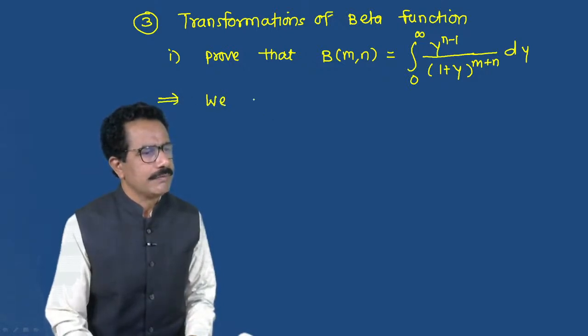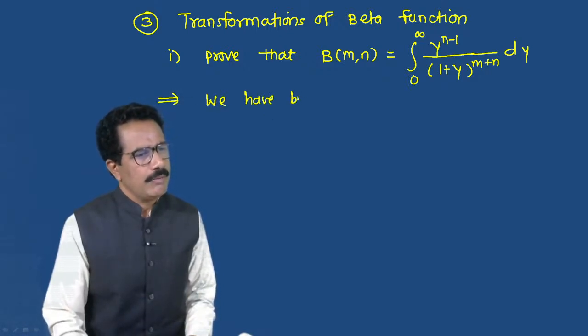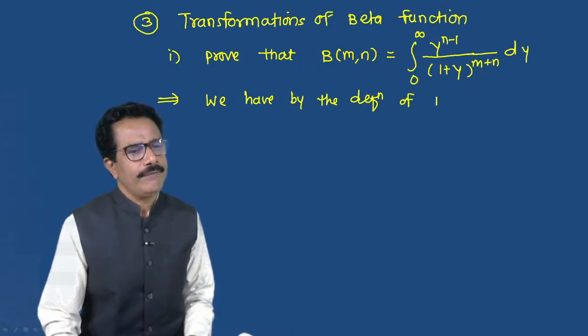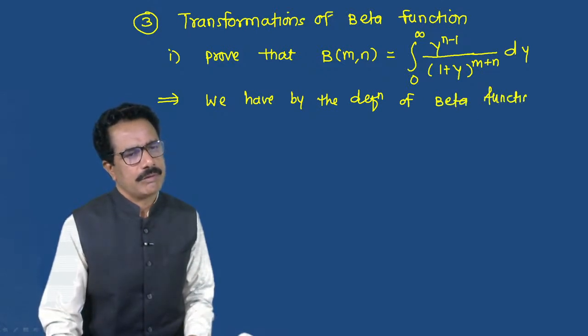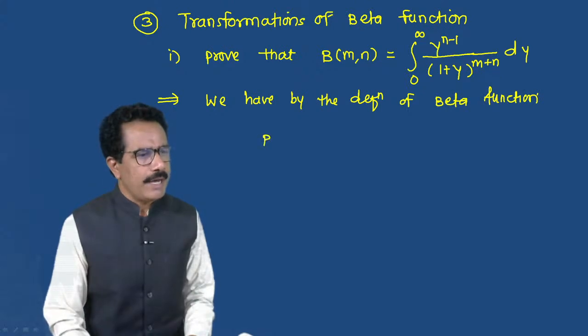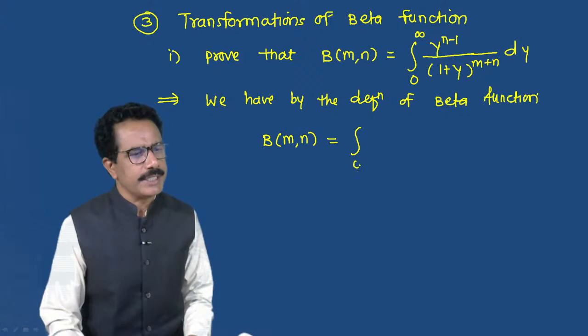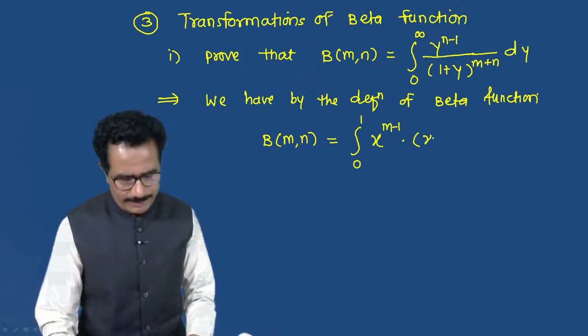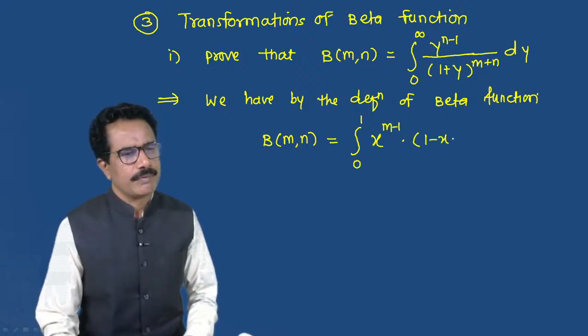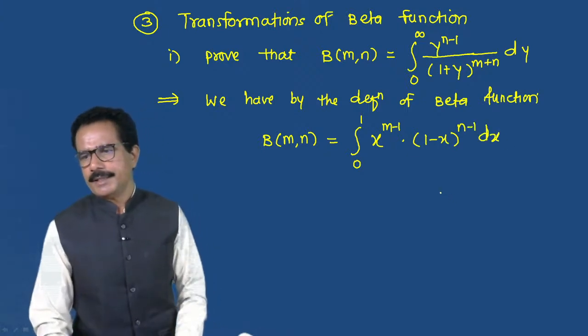We have, by the definition of the beta function, beta of m comma n is equal to the integral from 0 to 1 of x raised to m minus 1 into 1 minus x raised to n minus 1 dx.